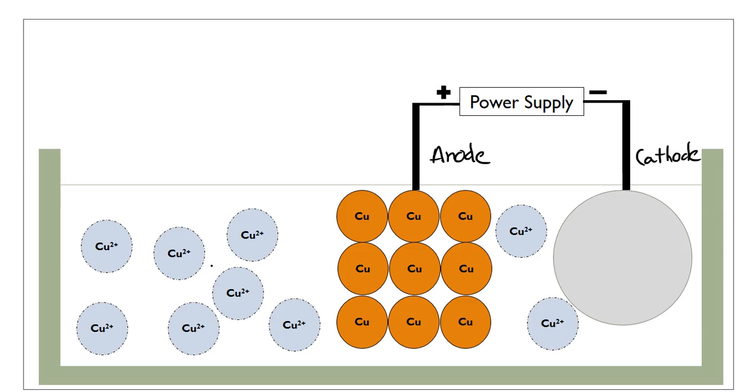So let's focus on the object first. At the cathode, you're going to have electrons coming from the power supply, and it's going to go through the object. So the object has to be able to conduct electricity, and the electrons, or 2 electrons in this case, are going to be accepted by the copper ion that is on the surface of the object. And that is going to turn the copper ion into copper. And the copper is going to stick onto the surface of the object, hence achieve the electroplating purpose.